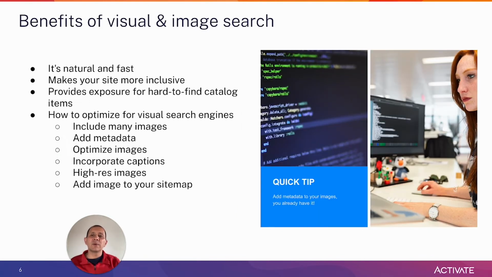So how can we get the benefits of having visual and image search? Well, let's go step by step. First of all, visual searching is natural and it's fast. It's pretty much what you do with your eyes. When you're looking for your car keys, you're using your eyes in order to spot them wherever they are. So rather than using your eyes, you're going to be using your camera and you're going to be taking the picture of the item that you want to buy.